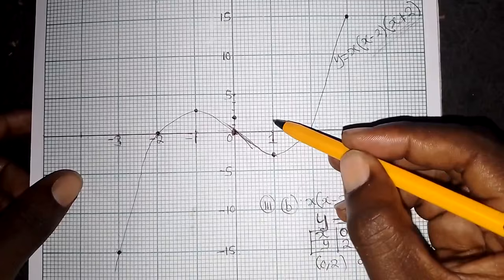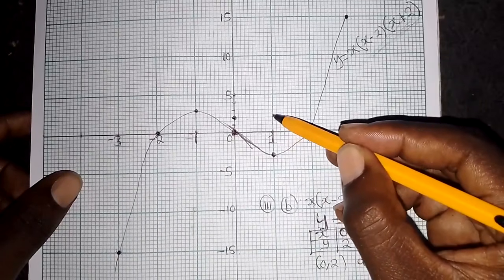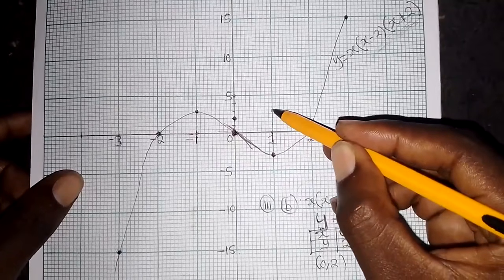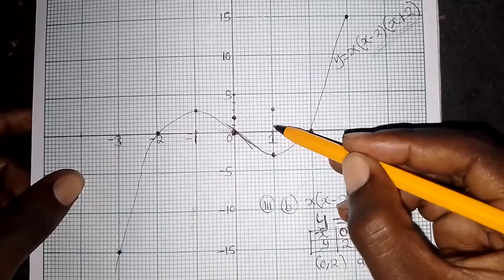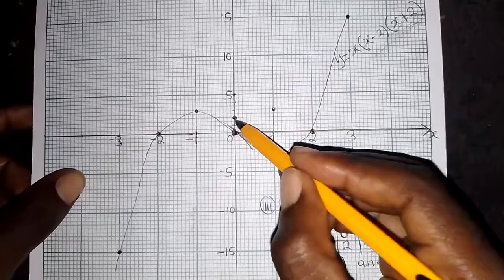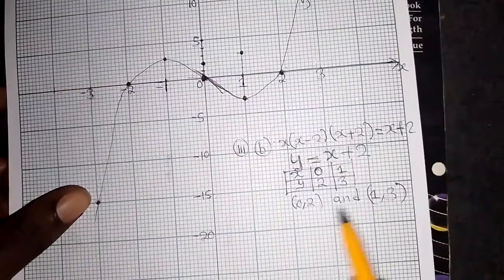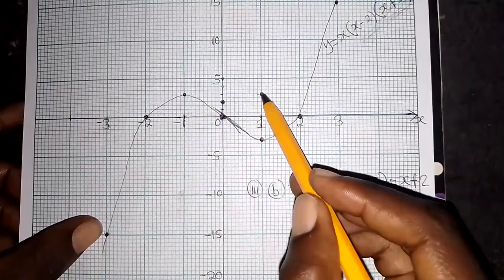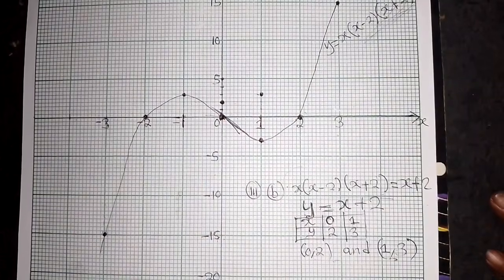So 1, 2, 3. This is where the 3 is. You count properly: 2 boxes, 1 2 1, 1 2 2, 1 2 3. These are the two coordinates, this one here and that one there. Then you just join them.